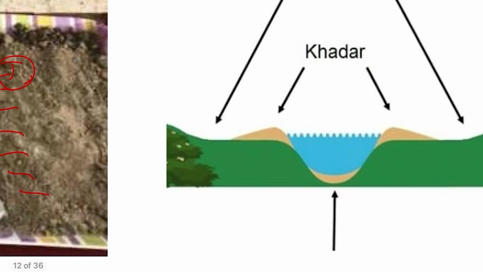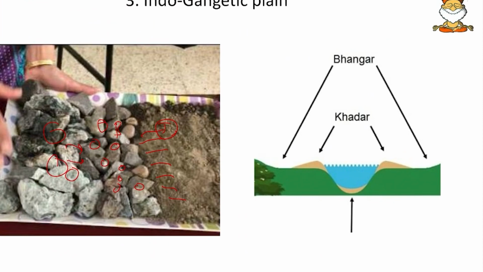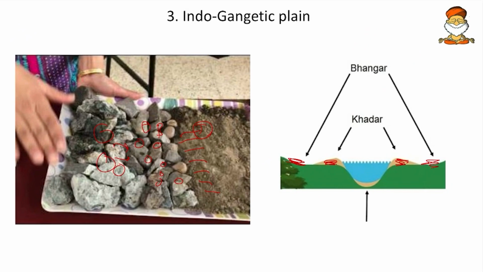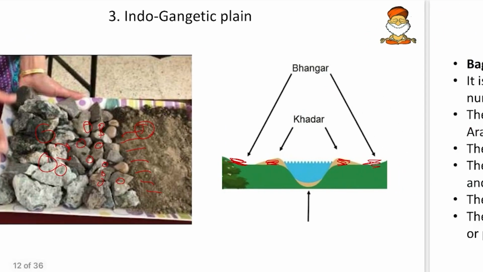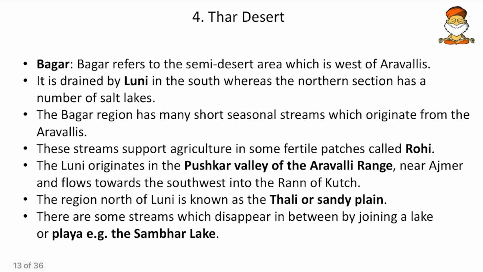And then we have the Kadar and Bangar. So Bangar is the old alluvium which is present away from the river, and Kadar is the new alluvium. So that is present very near to the banks of river, and they get rejuvenated and replenished every year. So these are some of the features of the Gangetic plain. And then we have Thar Desert.